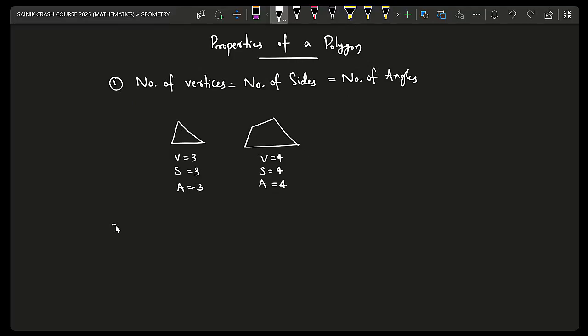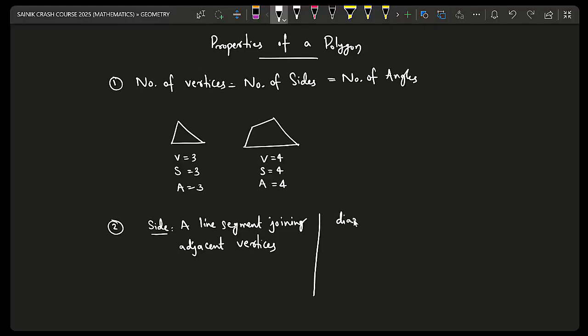And the next one is number of diagonals. But before discussing number of diagonals, we need to understand the concept of diagonal first. Okay. First, let us differentiate the side and the diagonal. So what do you mean by side? Side means it is a line segment joining adjacent vertices.